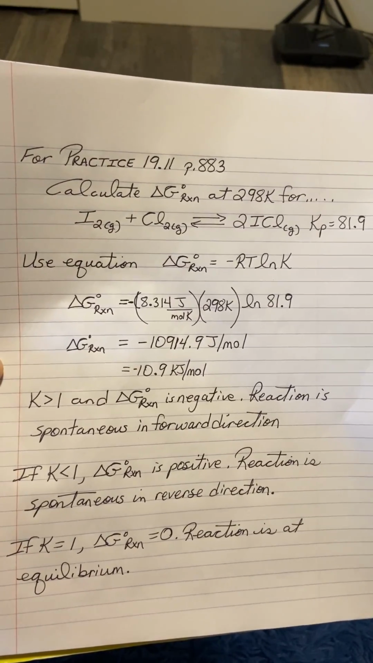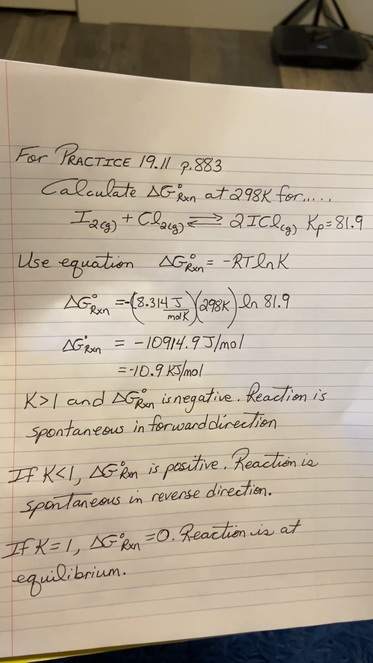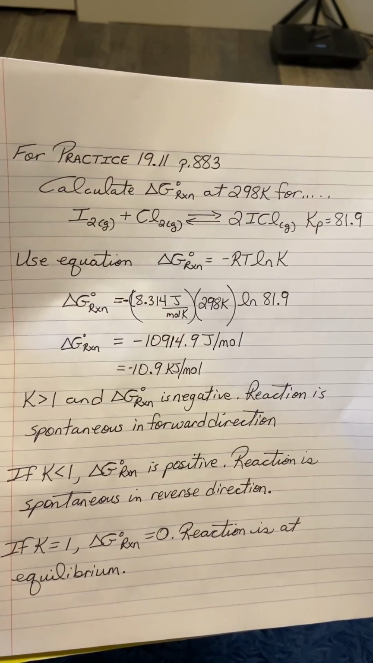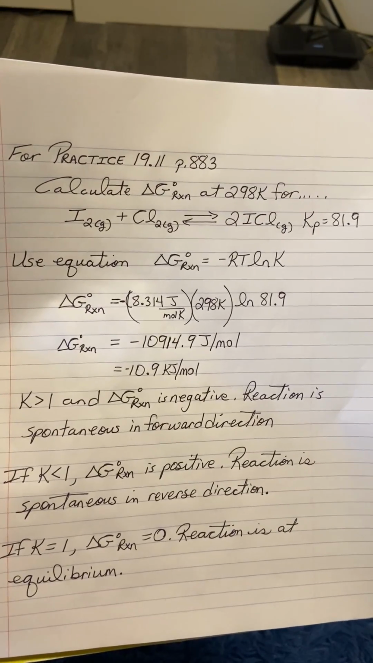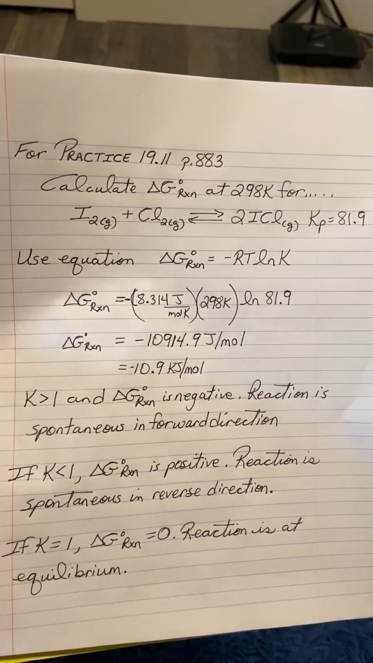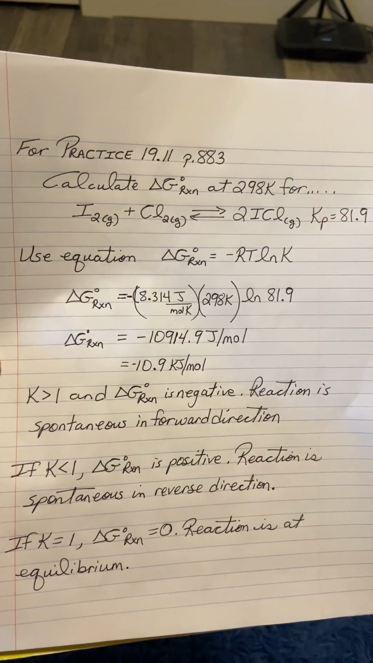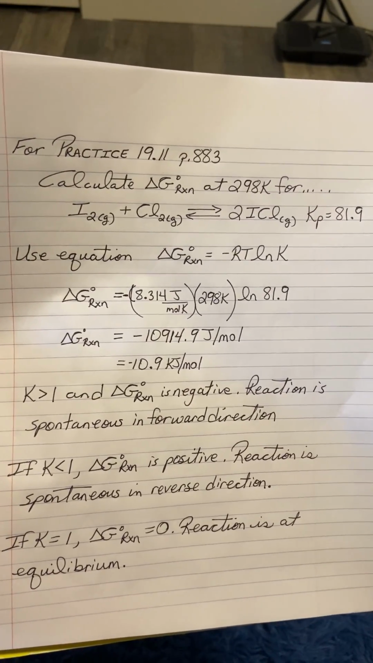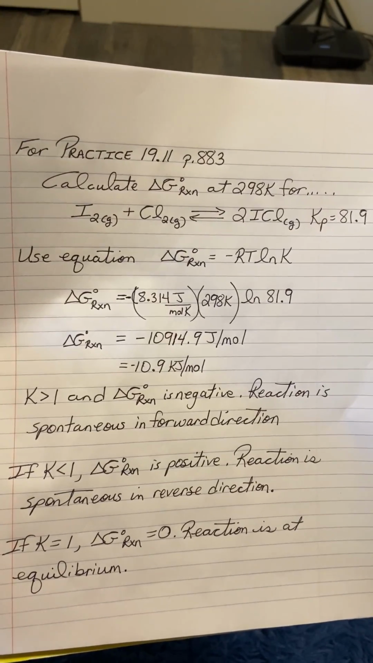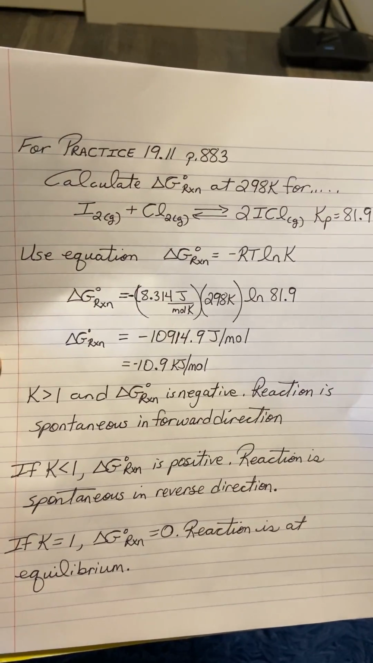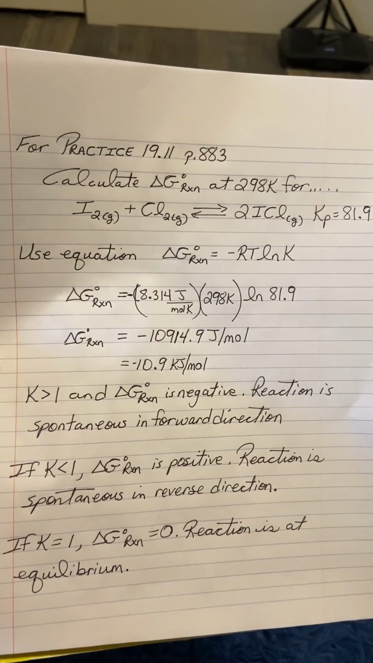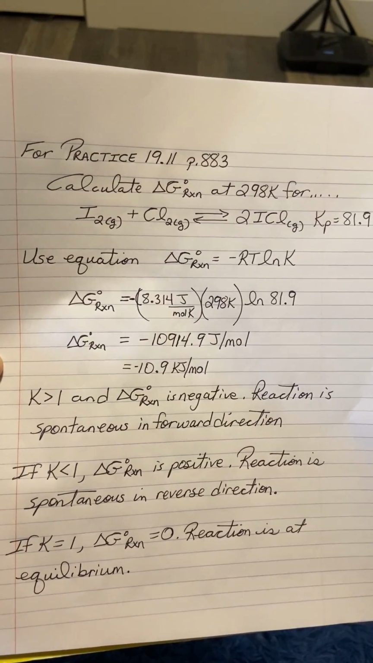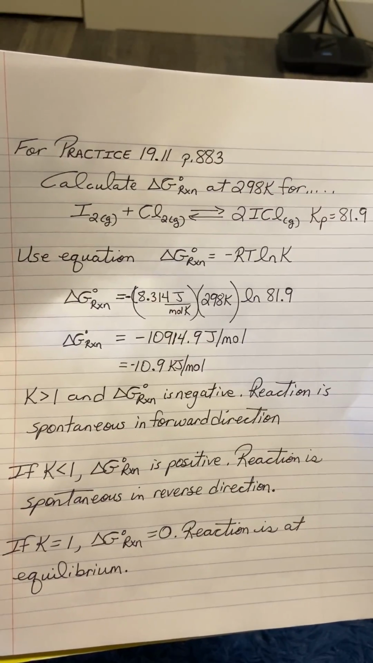Delta G is negative, that means the reaction is spontaneous. And since K is greater than 1, it's going to be spontaneous in the forward direction, not in the reverse direction. So with reversible reactions that reach equilibrium, there's a connection between K and delta G. When K is greater than 1, delta G is going to be negative, which means your reaction is spontaneous in the forward direction.